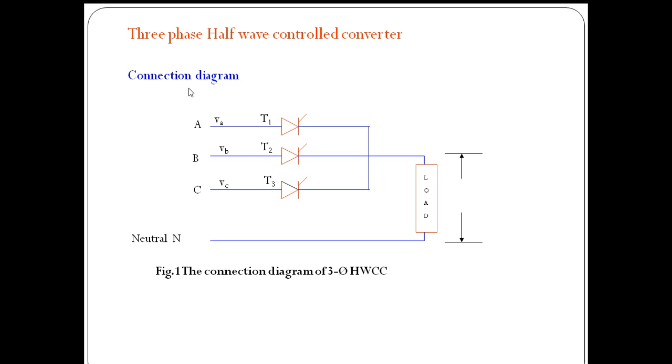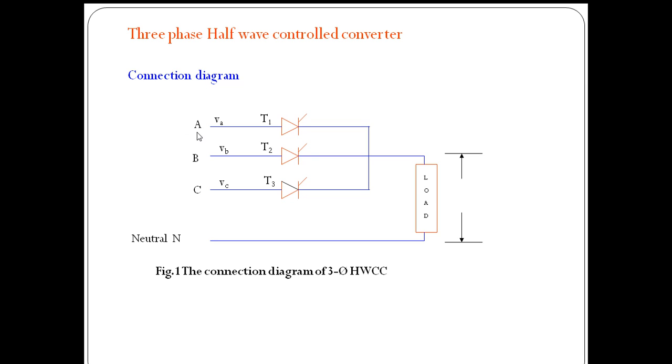So this is the connection diagram for three-phase controlled converters. Here we are having a three-phase output. Actually, here we are having a transformer from delta to star. We are converting, and the secondary star will be connected to each phase, and in each phase we are connecting a thyristor. In phase A we have connected thyristor T1, in phase B thyristor T2, in phase C thyristor T3.